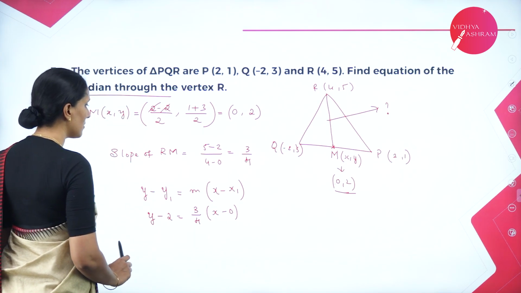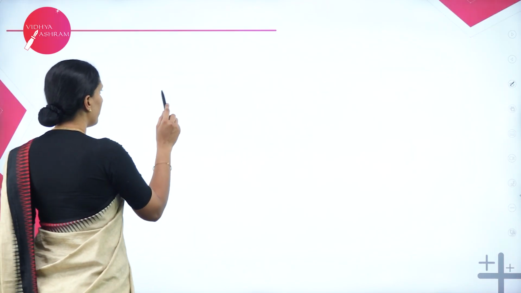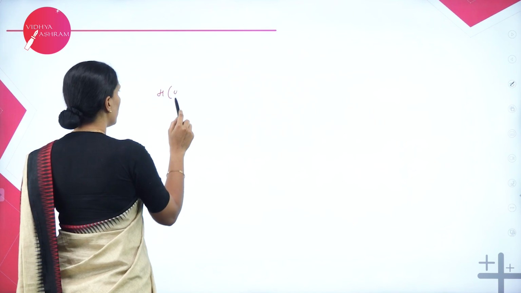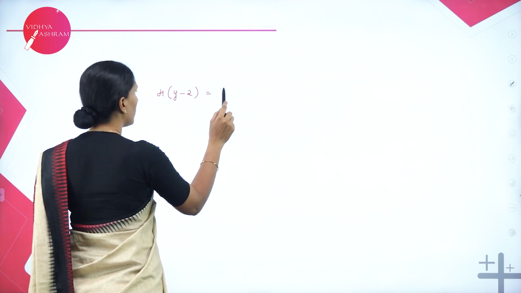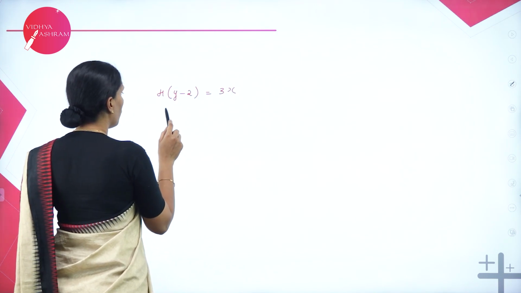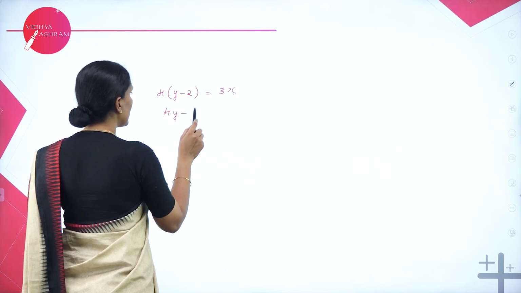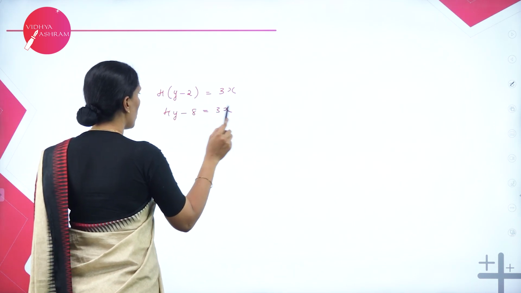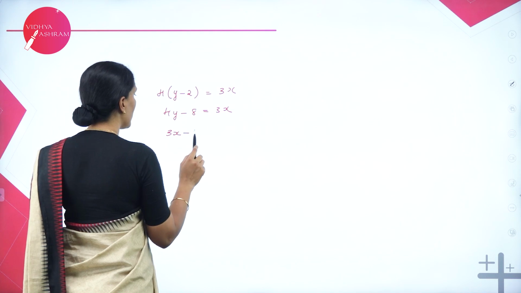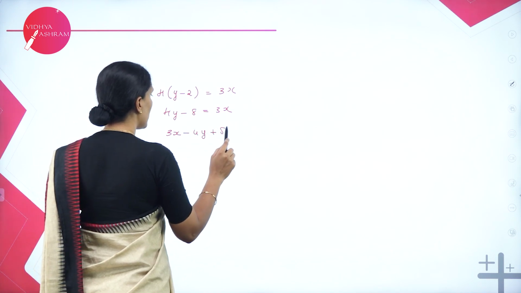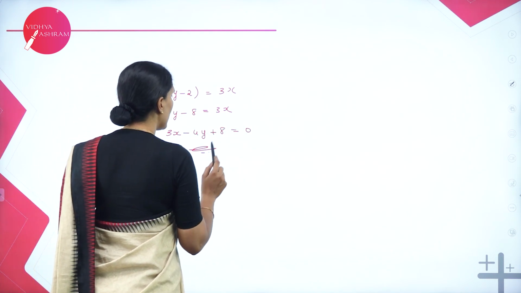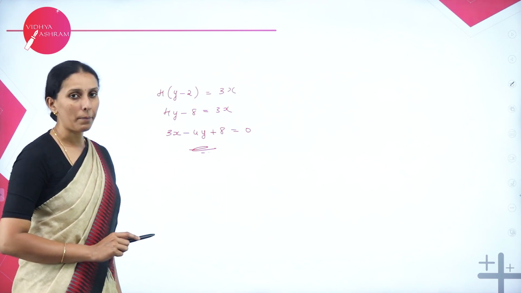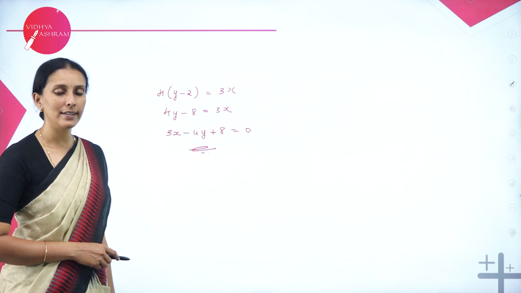So solving this, we get 4 into (y minus 2) is equal to 3 into x. So 4y minus 8 is equal to 3x, or 3x minus 4y plus 8 is equal to 0. So this is the equation of the median passing through the vertex R.